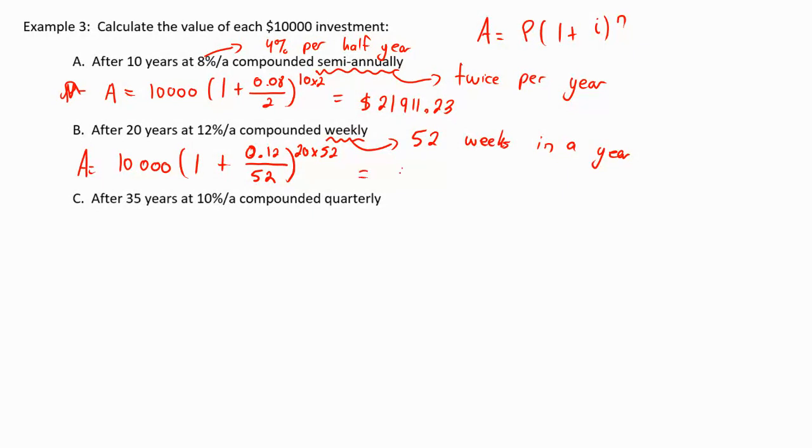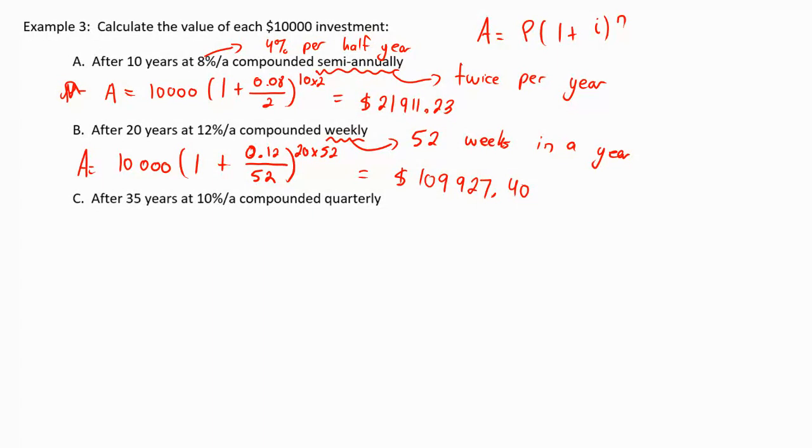And this answer would be $109,927.40. Okay, so we're going to round this one to 2 decimal places because it's money. So guys, at 12%, 10,000 would become over 100,000.